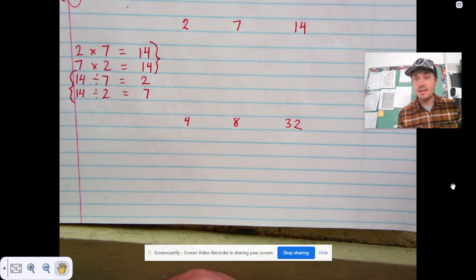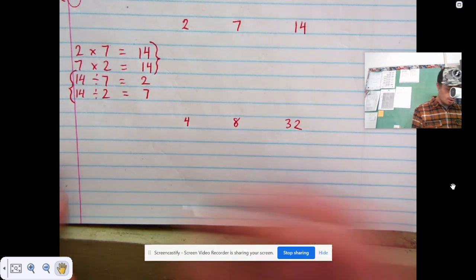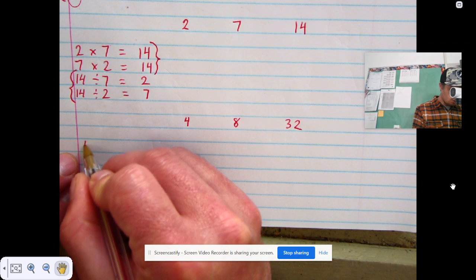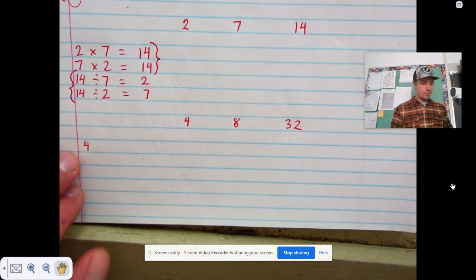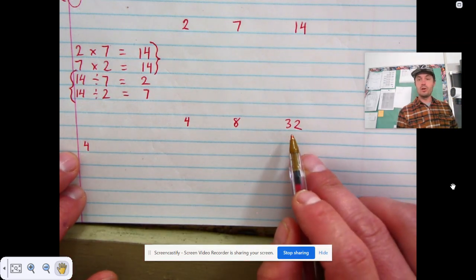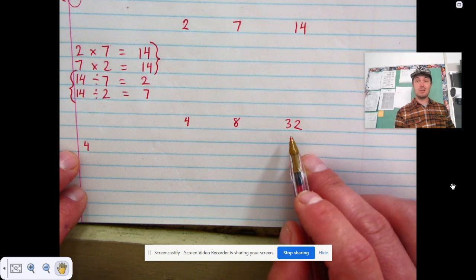Okay, hopefully you just did that. Now you can check your work. How would you do this? Well, remember, when you do the multiplication part, the big number goes all the way to the right, and the other two numbers just switch spots.